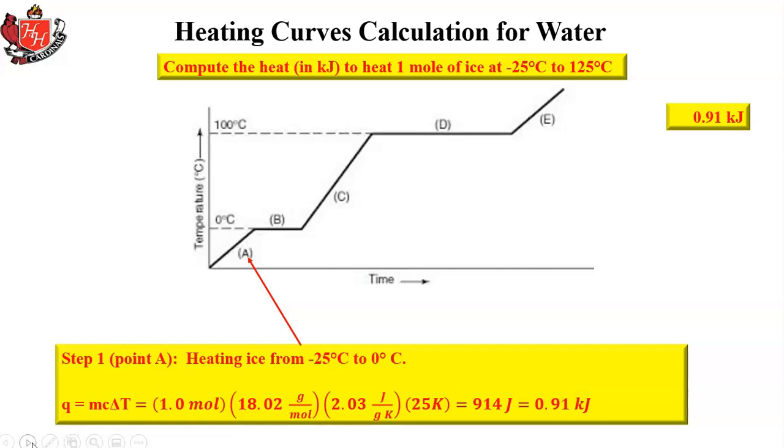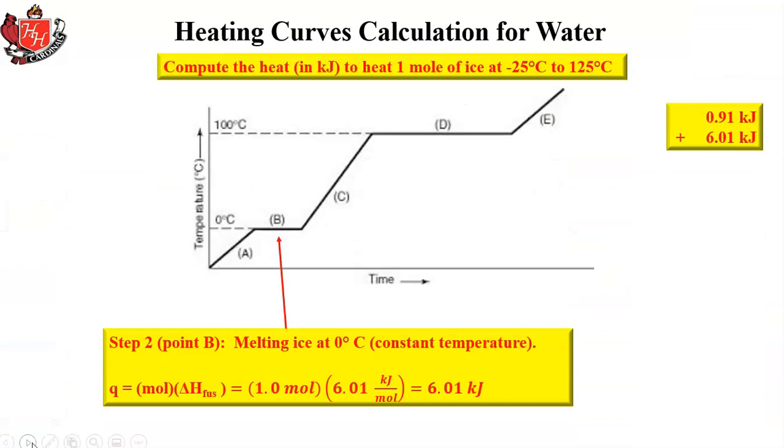Now we're going to go to section B. Now that's a phase change. That's going from ice to liquid water. The temperature stays the same during that, so you'll notice the temperature is not a part of the equation. It's simply Q equals moles times the enthalpy of fusion. Okay, so moles is 1. We were given that. We don't have to make a conversion. And the enthalpy of fusion for water is 6.01 kilojoules per mole. So you do the math on that and you end up with 6.01 kilojoules. And you can see we added that up in the upper right-hand corner.